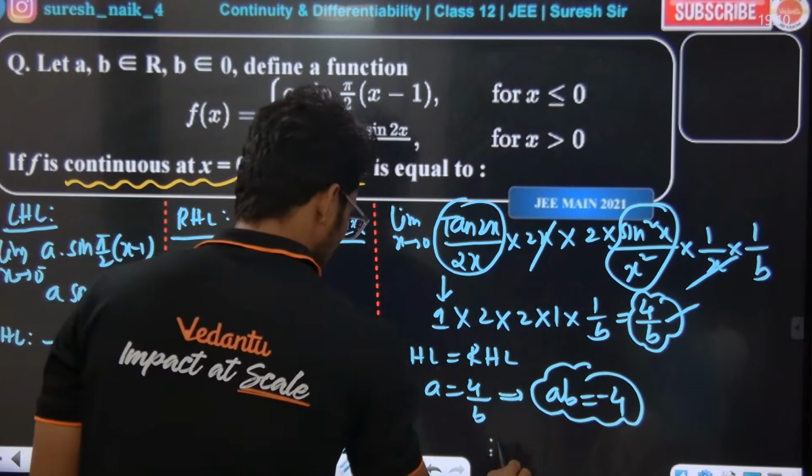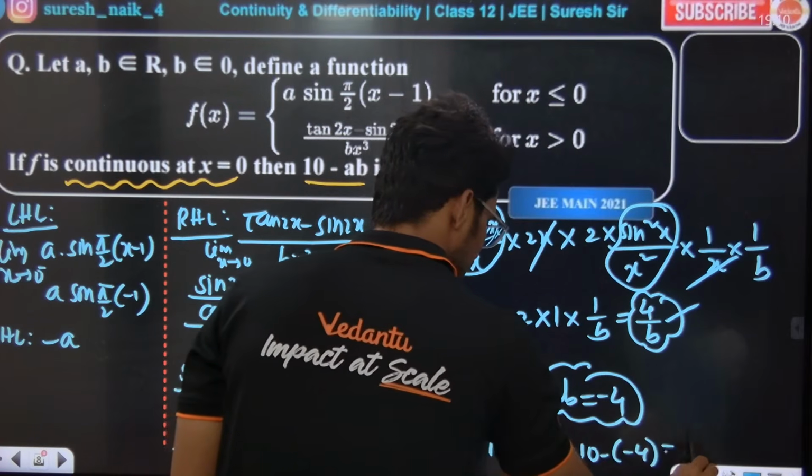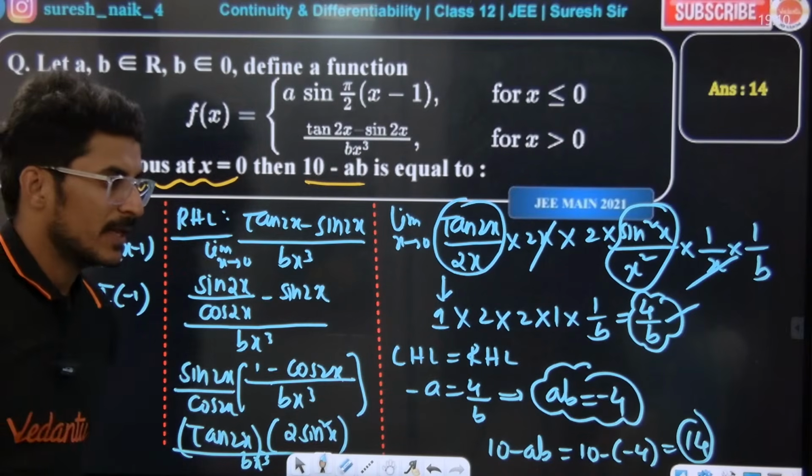So now what we need to find out? 10 minus ab we need to find out. So 10 minus of minus 4, which is equal to 14, sir. Super. Is the answer clear? Yes or no?